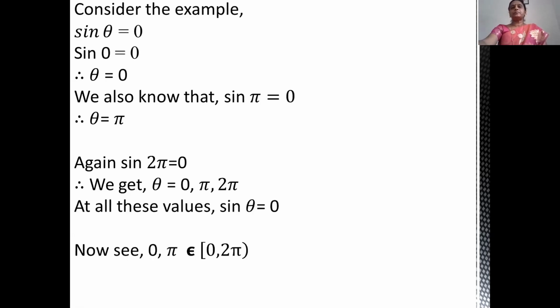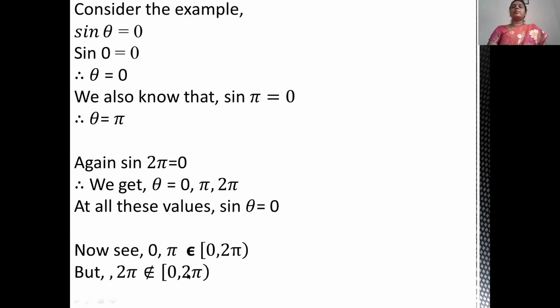But see, here 0 and pi belong to the interval 0 to 2 pi, but 2 pi does not belong to the interval 0 to 2 pi. As we have got these three solutions, three values of theta, 0, pi and 2 pi, 0 and pi belong to the interval 0 to 2 pi, and 2 pi is not included because here it is an open interval.